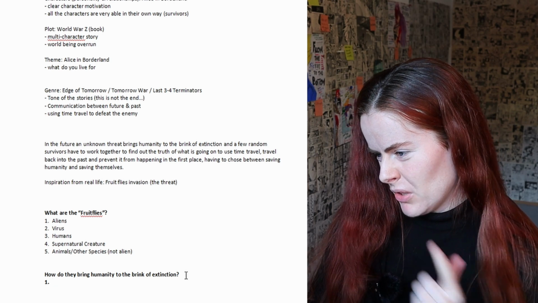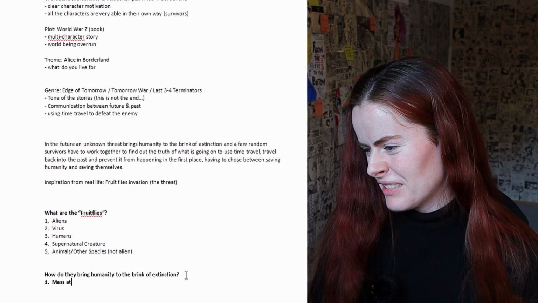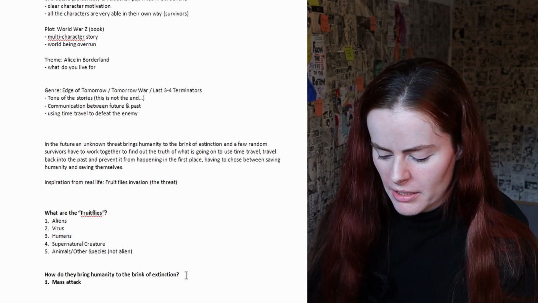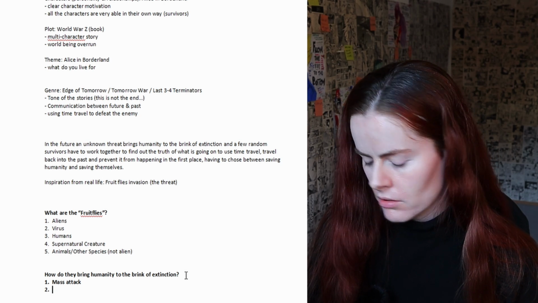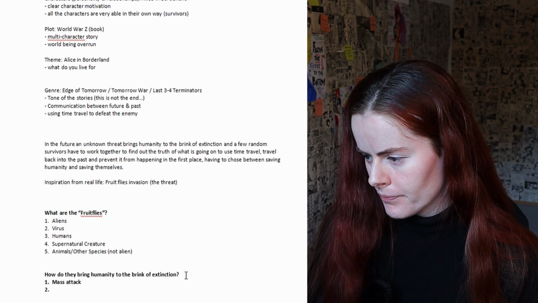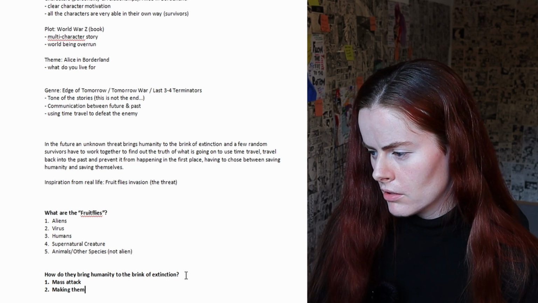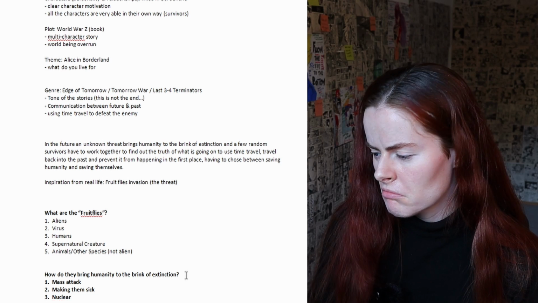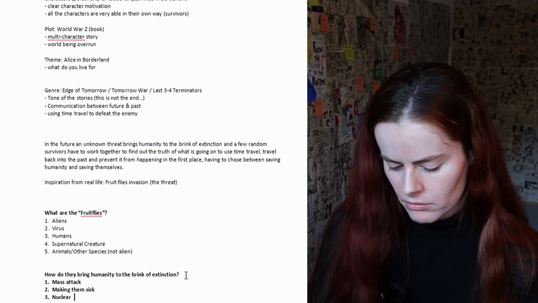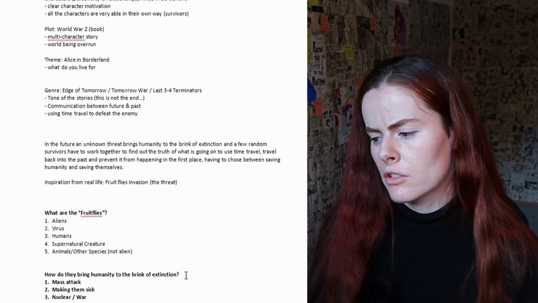How do they bring them to extinction? Mass attack. So that's everything that the aliens would do, right? Making them sick. I have no time to explain. Nuclear war of sorts. Supernatural creatures. Possession.